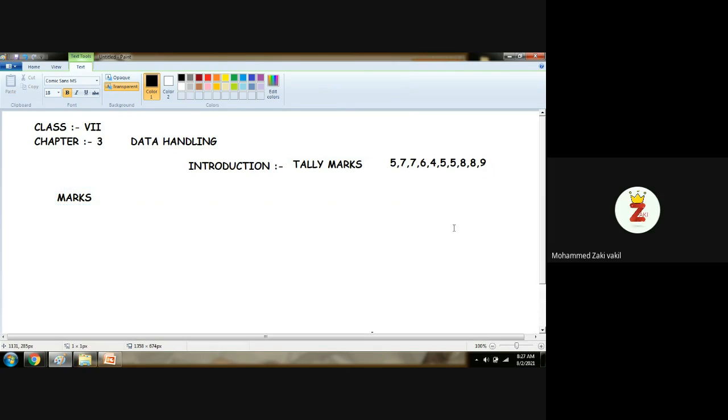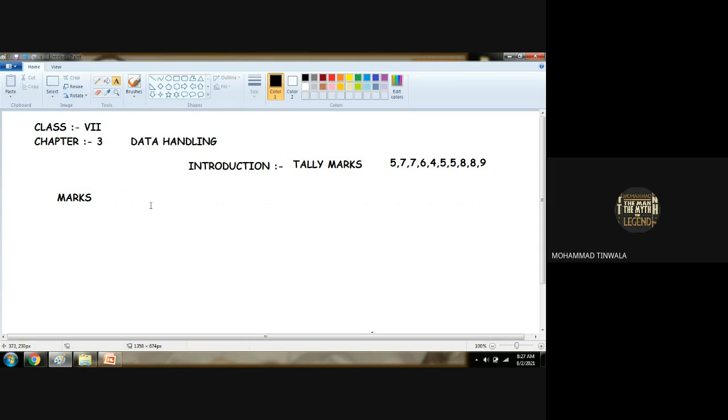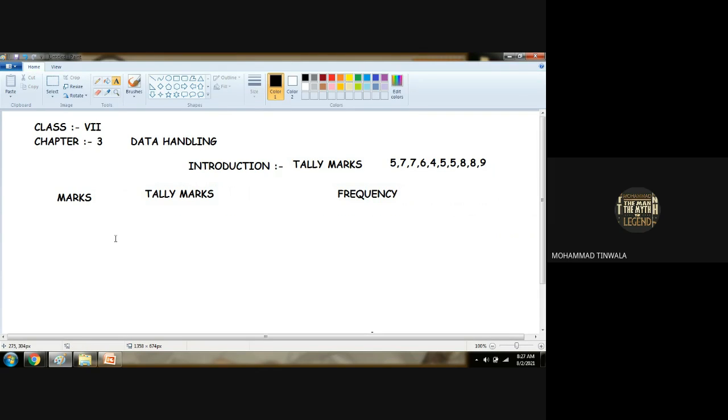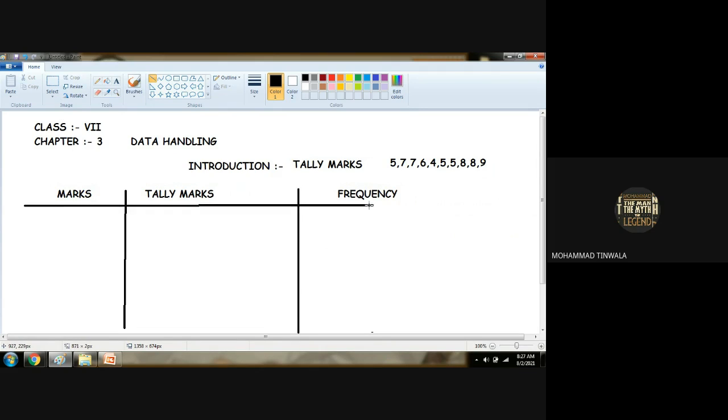So the first column will be marks, the second will be tally marks, and the third column will be frequency. Yes, we can say frequency is the number of students. That is also correct. Now I will have 3 different columns right here: one is tally marks, one is frequency, and we have to prepare the same format for all the tally marks.